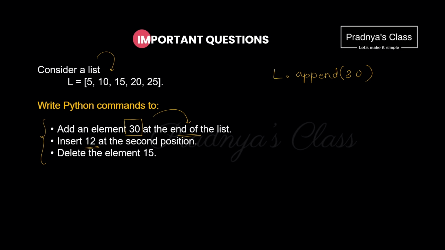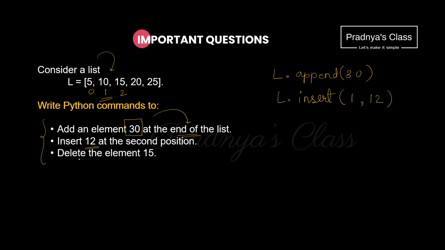We need to insert 12 at the second position. To insert any element into the list at the specified index, we can use the insert method. What's the syntax? The first parameter is the index. According to the instruction, it is mentioned as second position. Second position means the index will be 1, and the second parameter is nothing but the element.